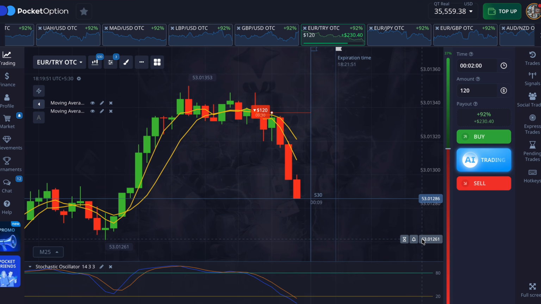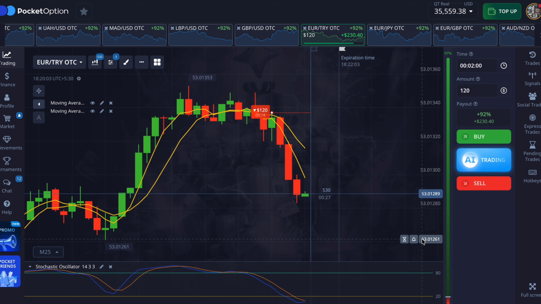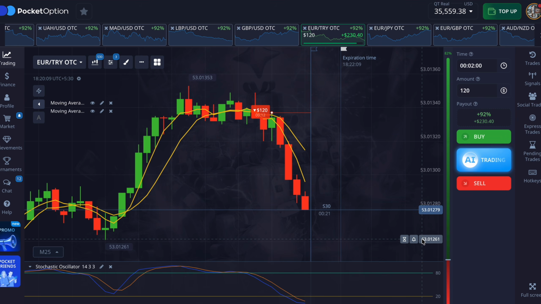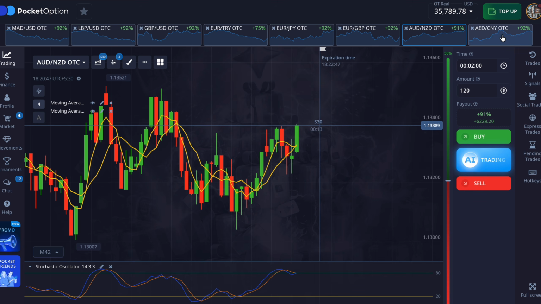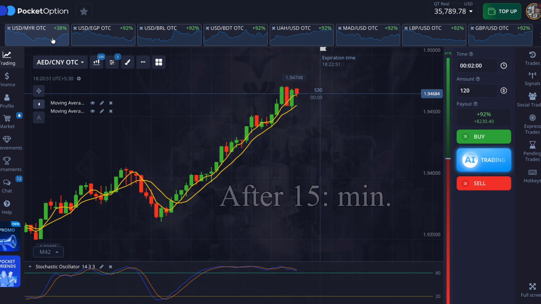In this condition, the oscillator was already in the overbought zone. Because of that, an upward confirmation from the moving averages could be less reliable. So it is better to wait for clearer alignment between the chart conditions. All right, let's look for another chart pattern and see how the market develops.